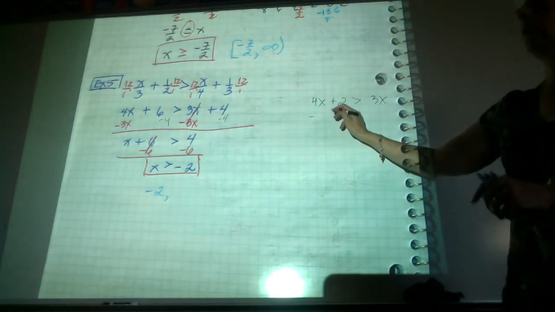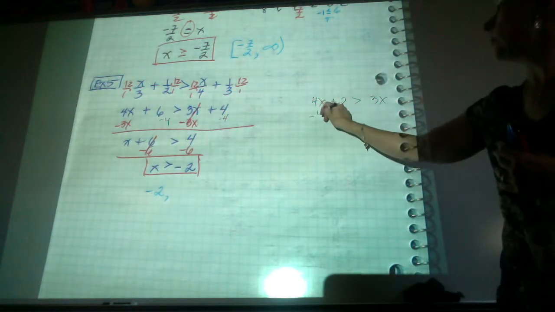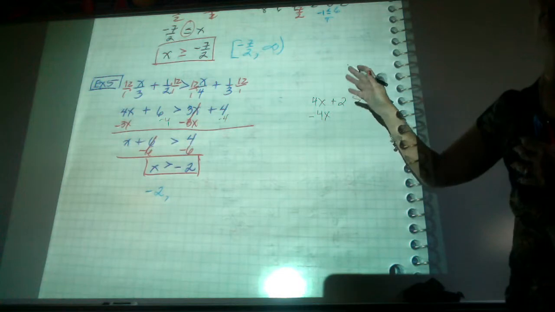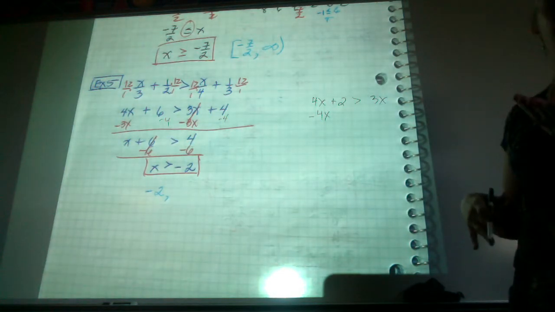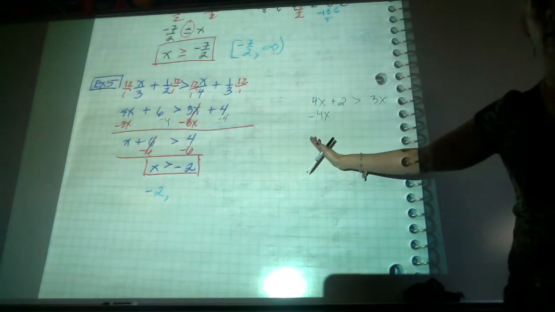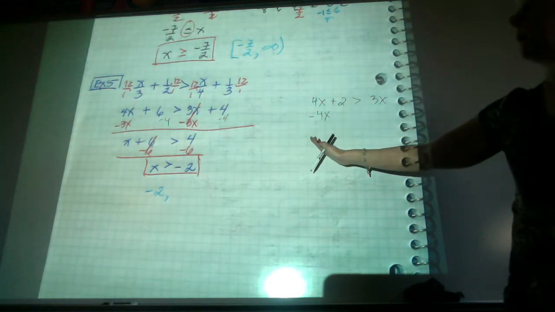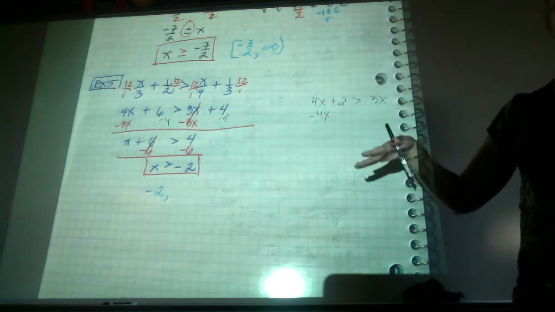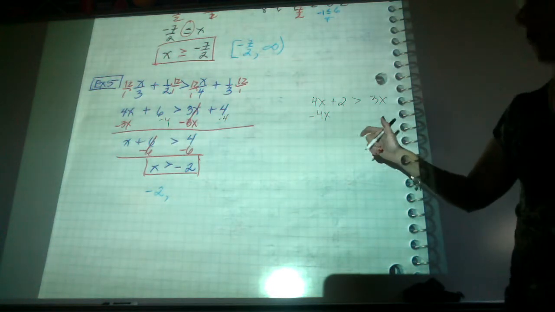Okay. In the future, if I were you, I would collect your variables first rather than your constants, because this is how you ended up with a negative situation. You were like, okay, I don't want to move the 3x over. Am I right? Yeah. So I always move variables before I move constants. So make that a habit.